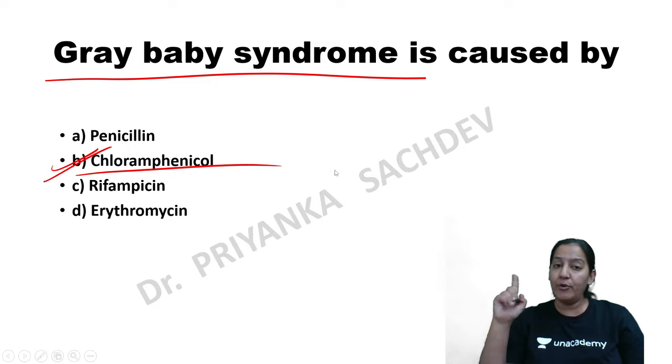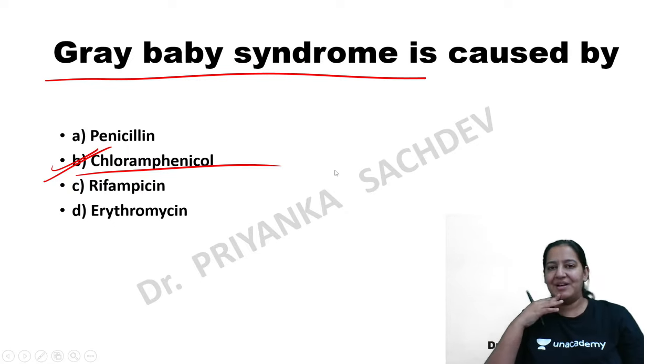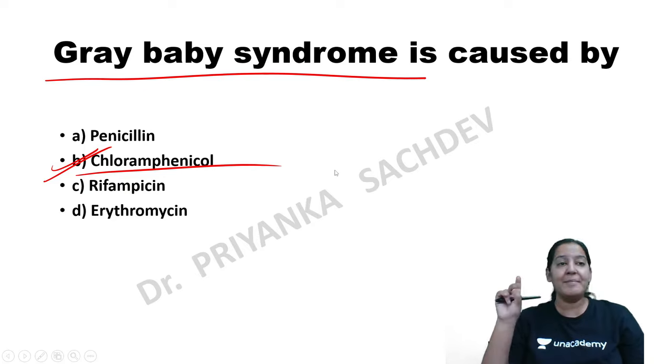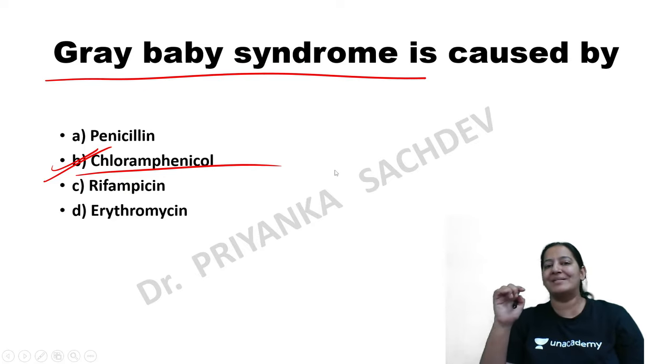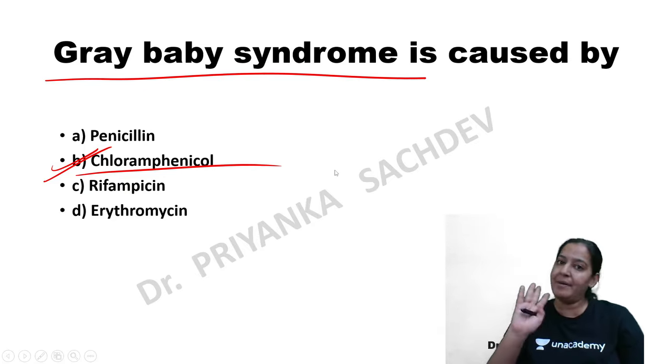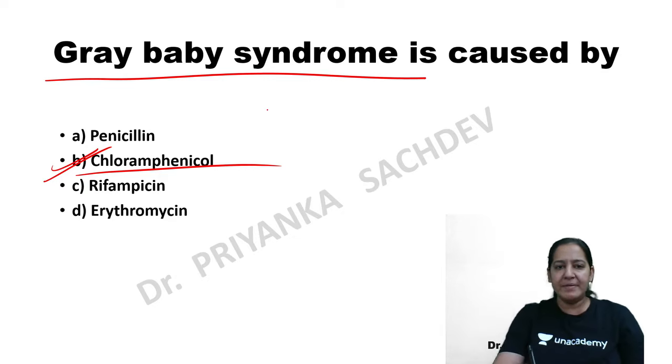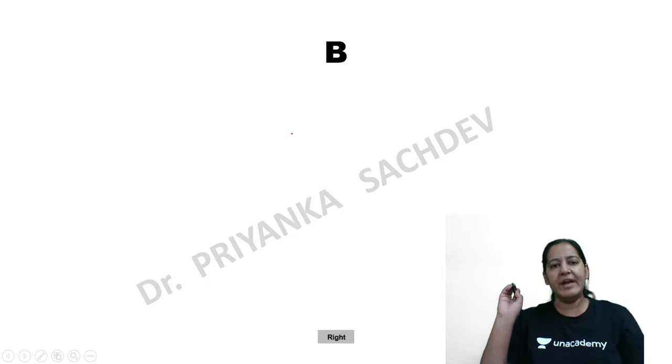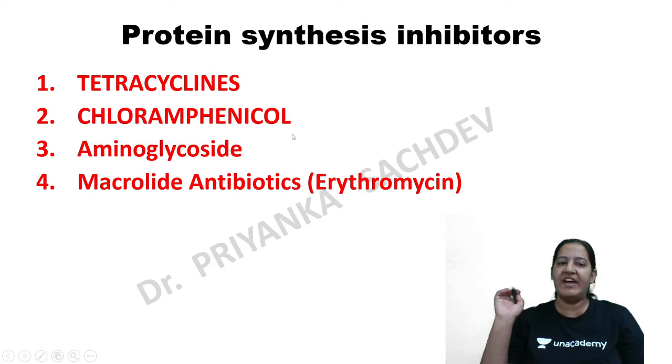I will tell you Redman syndrome also, but maybe in today's evening session, when I will teach you the drugs which are cell wall synthesis inhibitors. Redman syndrome kaun karata hai? The answer is vancomycin. So Redman syndrome alag hai, gray baby syndrome alag hai. Don't get confused. Gray baby syndrome is caused by chloramphenicol. Correct answer is B. Everyone is right. Very good.